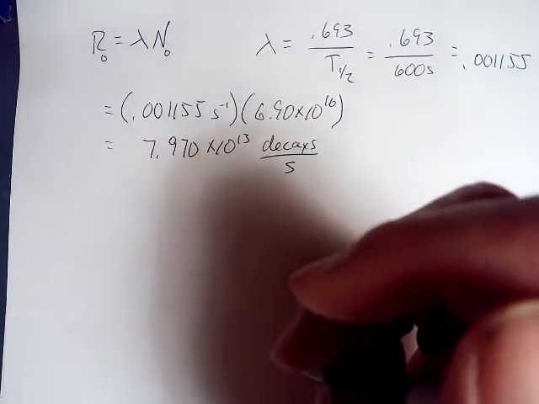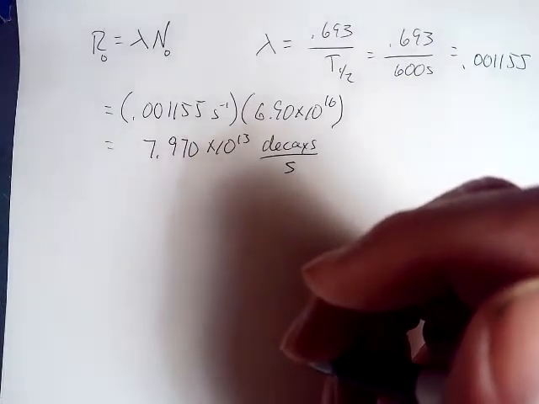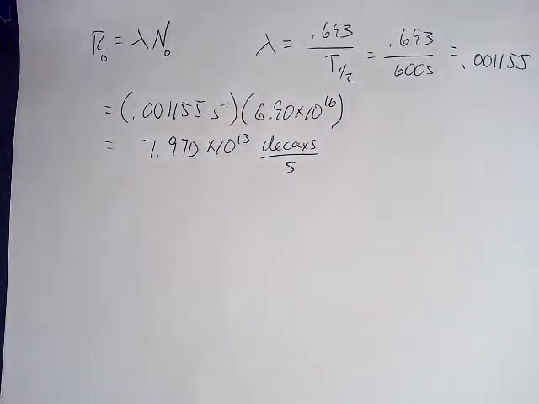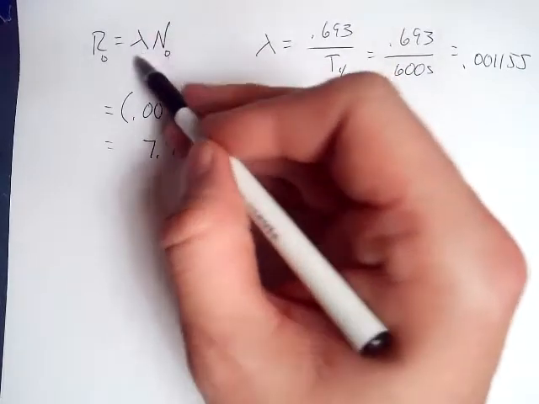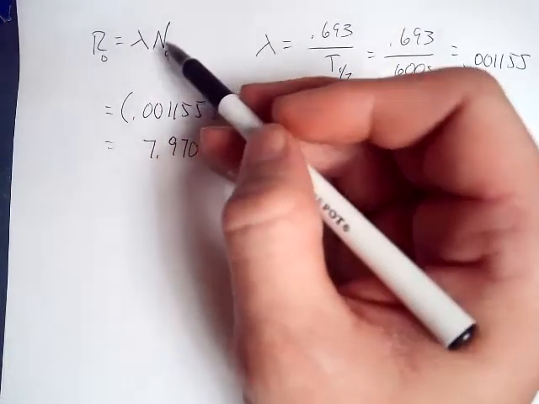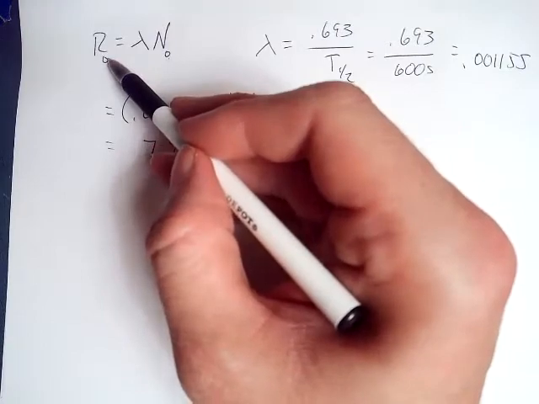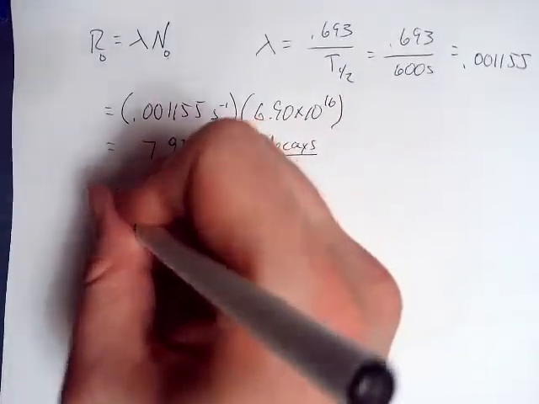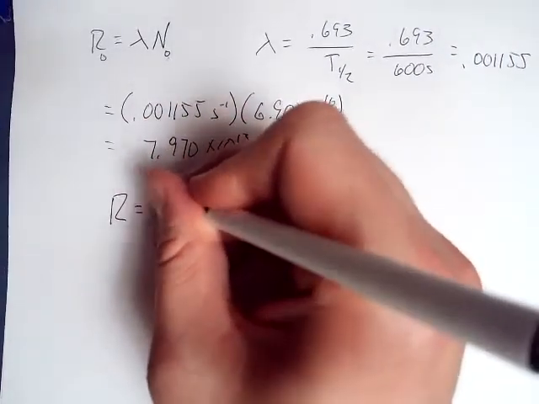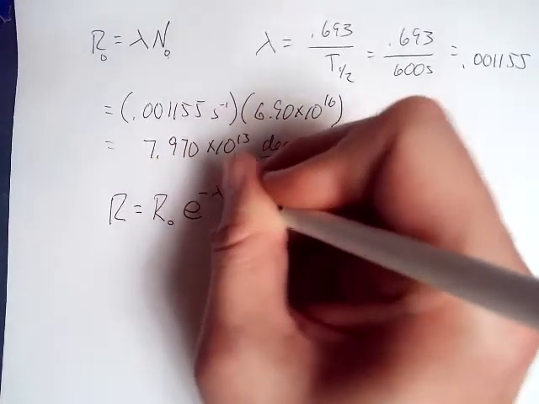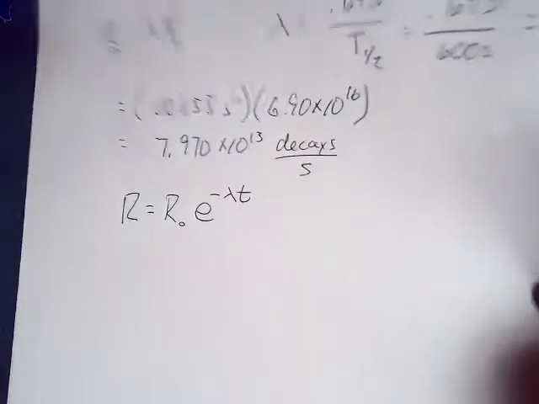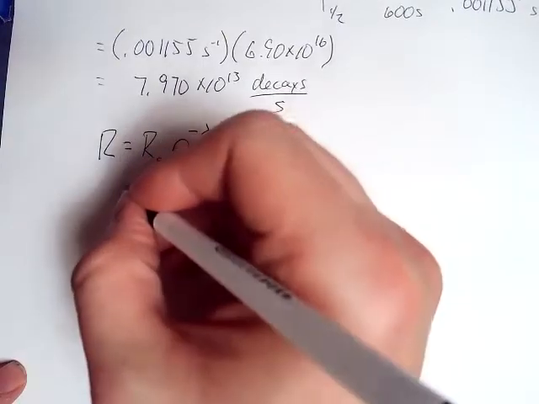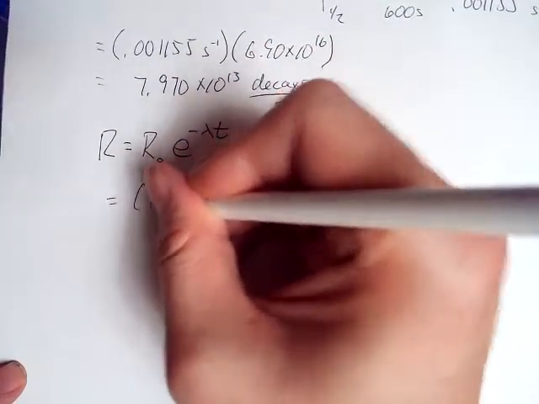Okay, now part C. What is the activity after 1 hour? So now, because the activity depends on N, lambda doesn't change, but N will, because N immediately starts going down, so the activity starts going down as well in sort of an exponential way. Okay, so that's the decay law. And we have everything we need to know here. R naught is what we just found.